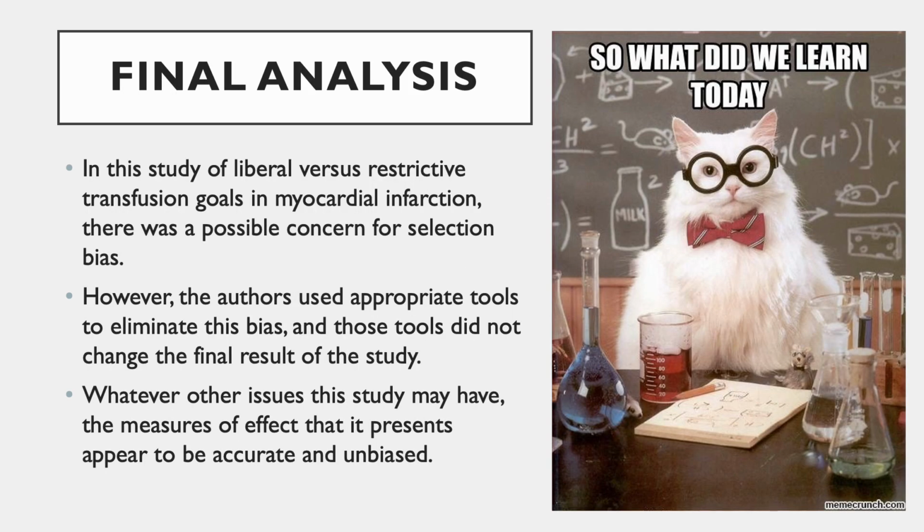So the final analysis of differential loss to follow-up and selection bias in this study is that there is unlikely to be significant bias, even though there were some differences between the loss to follow-up patterns for the two groups. The analysis using multiple imputation didn't really change the final conclusions. Therefore, it suggests that those differential losses were not truly outcome dependent. Whatever other issues the study may have had, it does not seem like the measures of effect that they estimated were significantly biased.